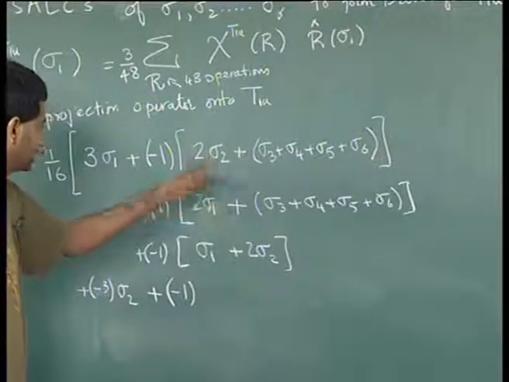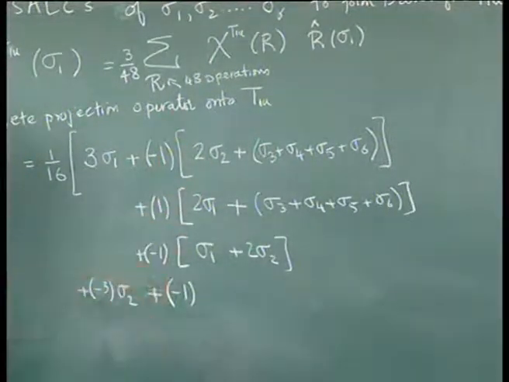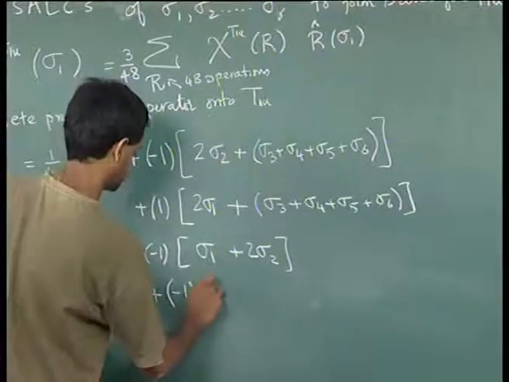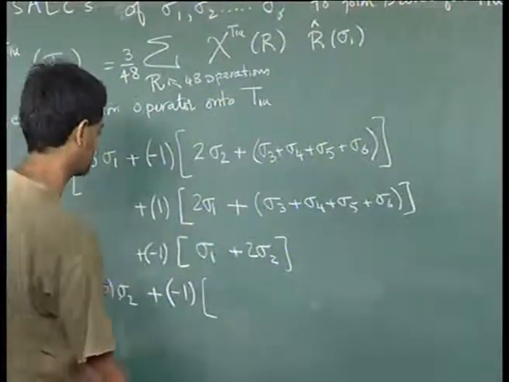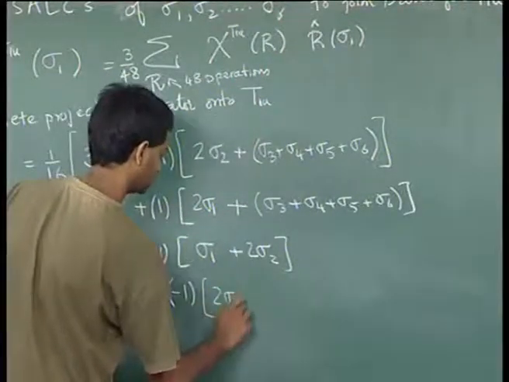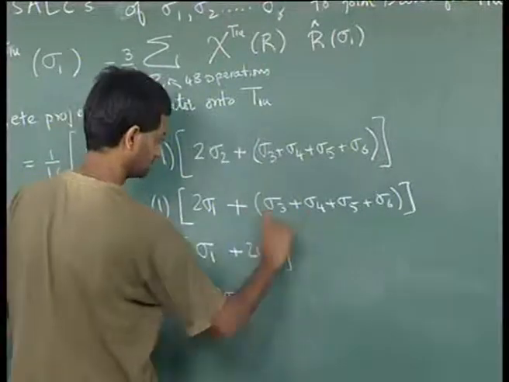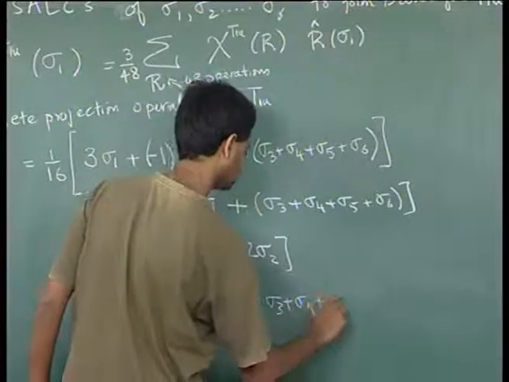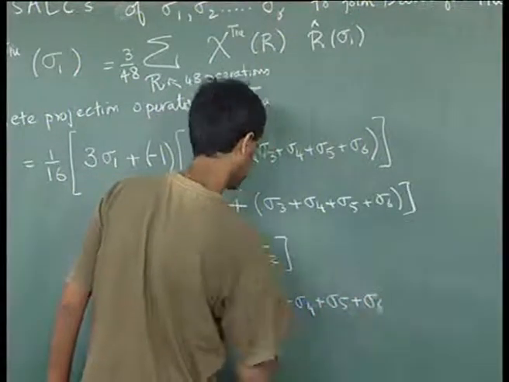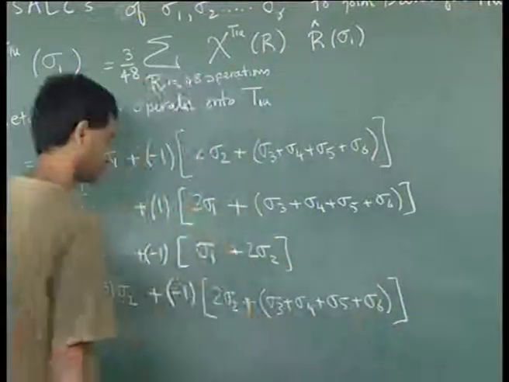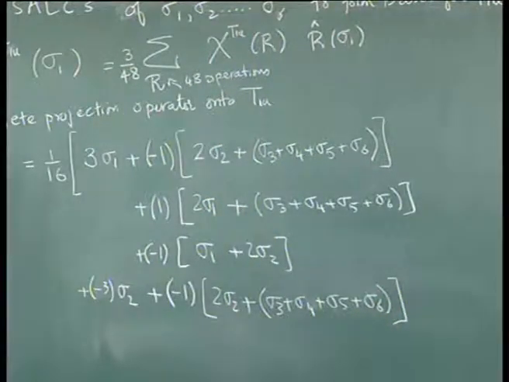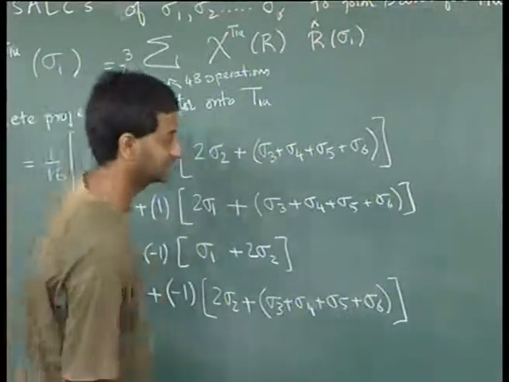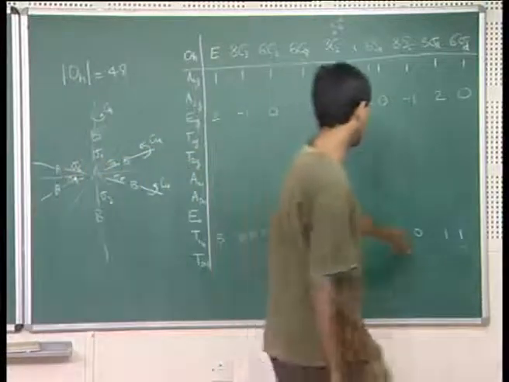But then it will be C4 followed by a reflection. So 2 of them will take sigma 1 to sigma 2. The remaining 4 will take them to the other 4. Plus. So this is the effect of S4. And next you have S6. S6 has character 0, so it does not matter.